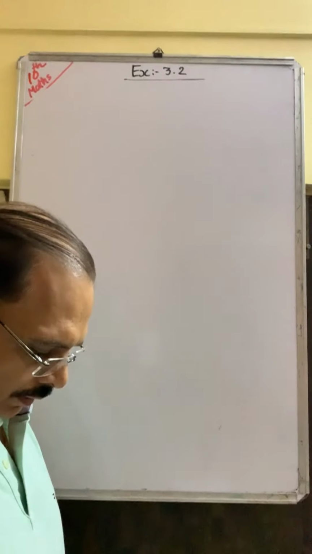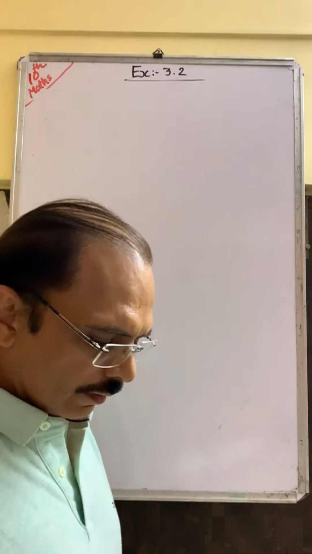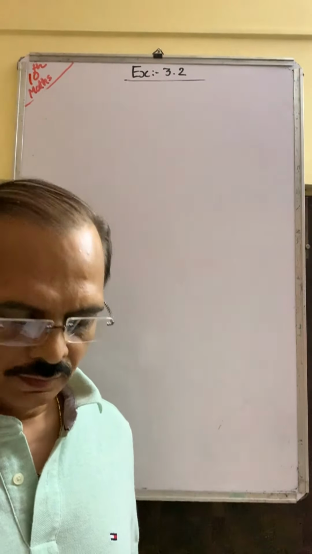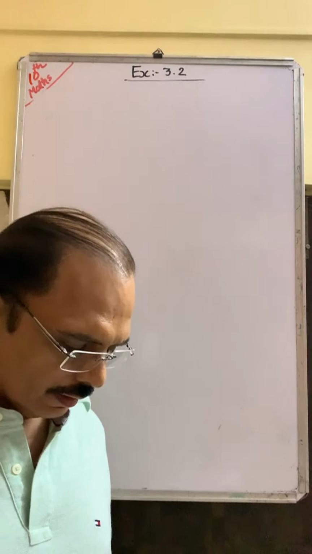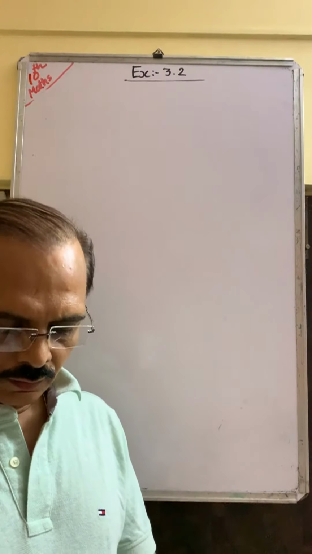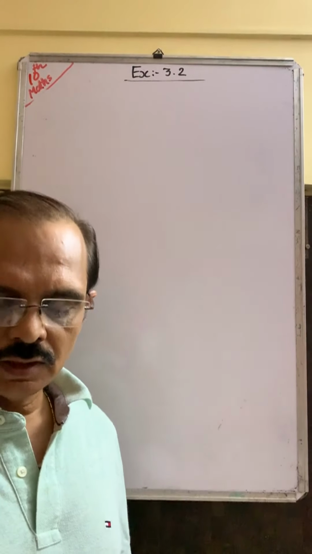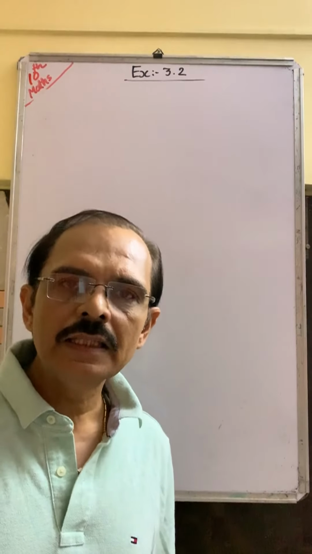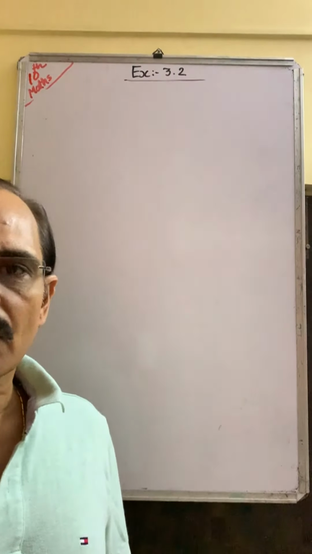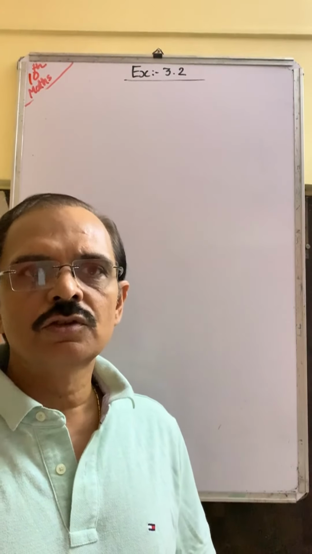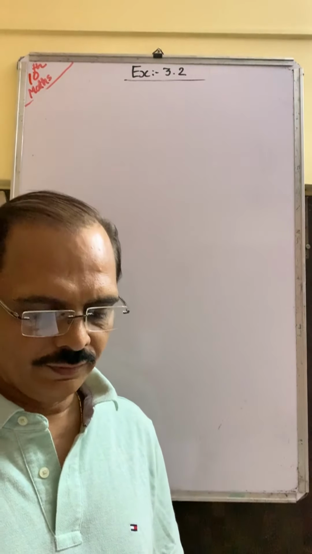Let us start. Question number 4. Which of the following pairs of linear equations are consistent or inconsistent? And if consistent, obtain the solution graphically. First, you have to check whether it is consistent or not. Consistent means solution is possible, and inconsistent means solution is not possible. If solution is possible, find out the solution with the help of graph.